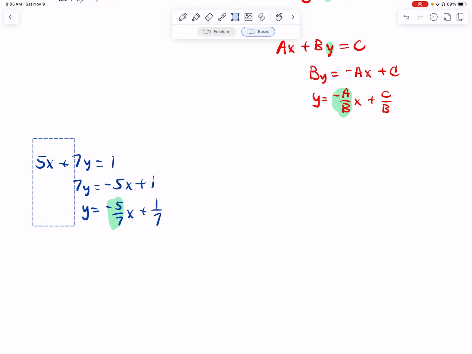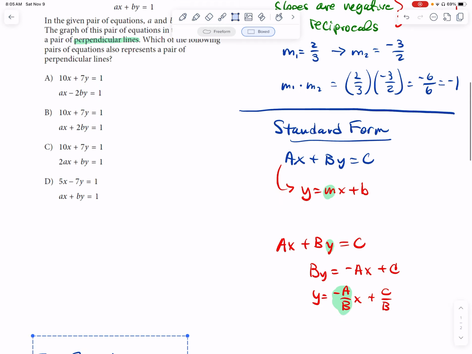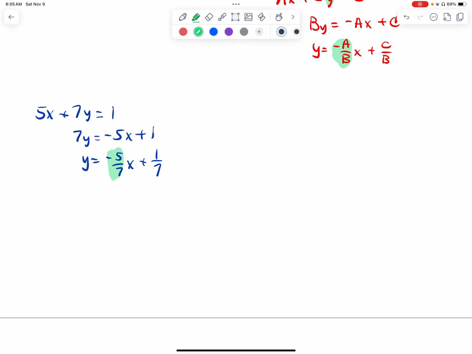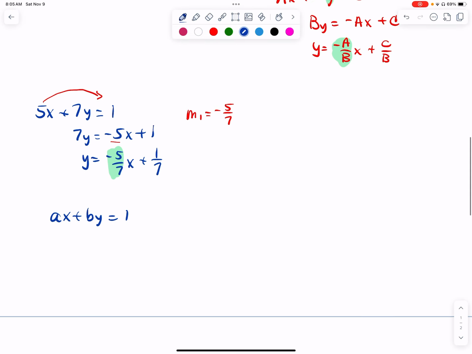Now, I don't want to have to do this for all of the equations that are in my list. Instead, realize that what I had to do here is subtract over the 5x, that made it negative 5x, and then divide by the 7, so put the 7 on the bottom. So I can really quickly get the slope of my first line, which is equal to negative 5 over 7. Okay, the second equation was ax plus by is equal to 1, right? Yes, it was.